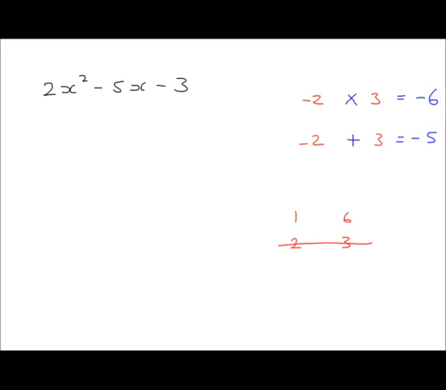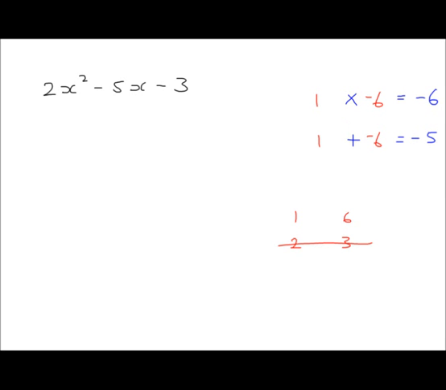So the numbers I should be using are 1 and 6. These two. So 1 times minus 6 will give me minus 6, and 1 add minus 6 will give me minus 5. These numbers both work.